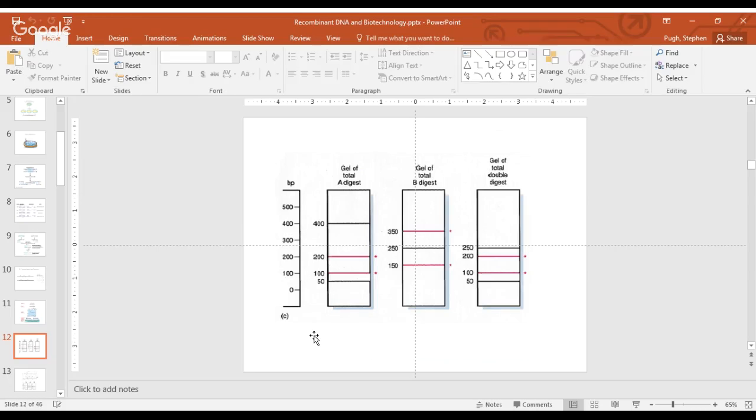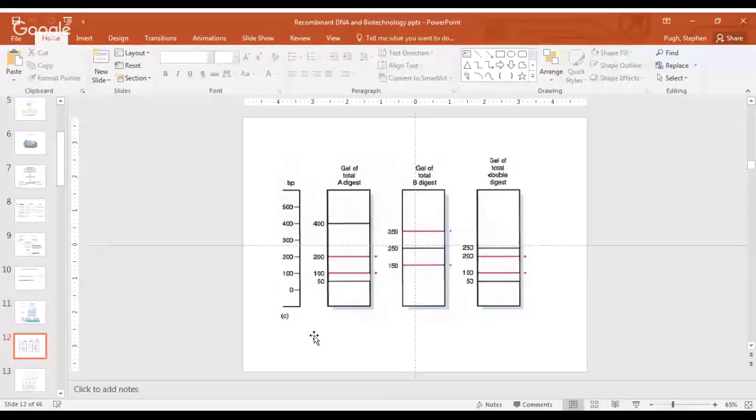Now, what we've added into this diagram that wasn't in the previous slide is those particular pieces of DNA indicated in red with the red asterisk. The original piece of DNA was marked, a marker was put on the end of the piece of DNA.